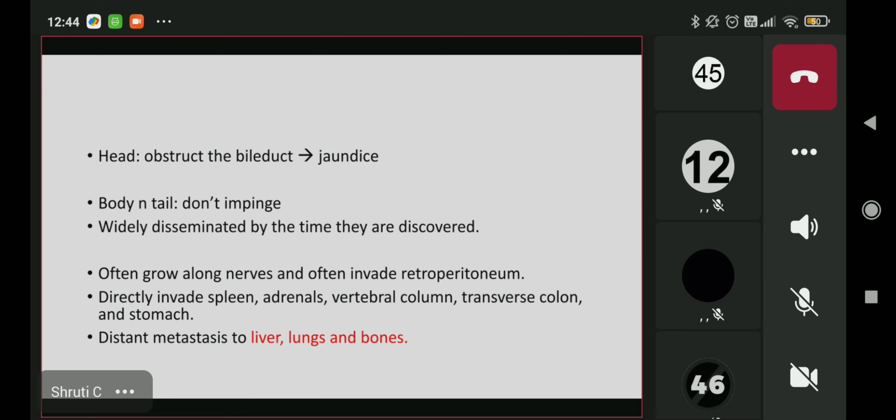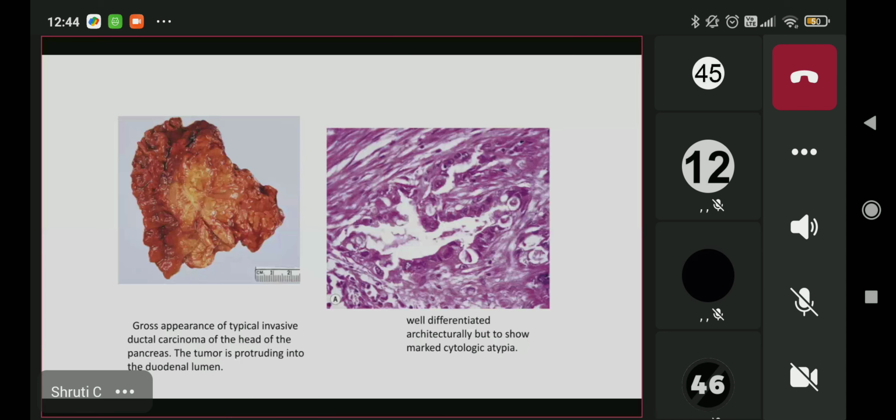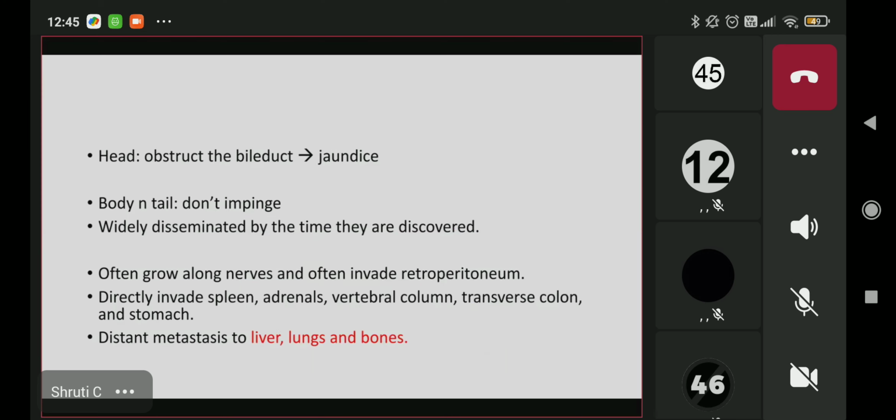Now, this is a gross picture of a typical invasive ductal carcinoma. This is the growth, and here you can see the lumen of the duodenum. The mucosal folds you can see here, and the tumor is almost protruding into the duodenal lumen. And this is the microscopic picture. This is one of the glands, and you can see that marked cytological atypia is seen. The nuclei are pleomorphic, there's hyperchromasia, there's nuclear membrane irregularity, and all those features which you find in carcinomas.